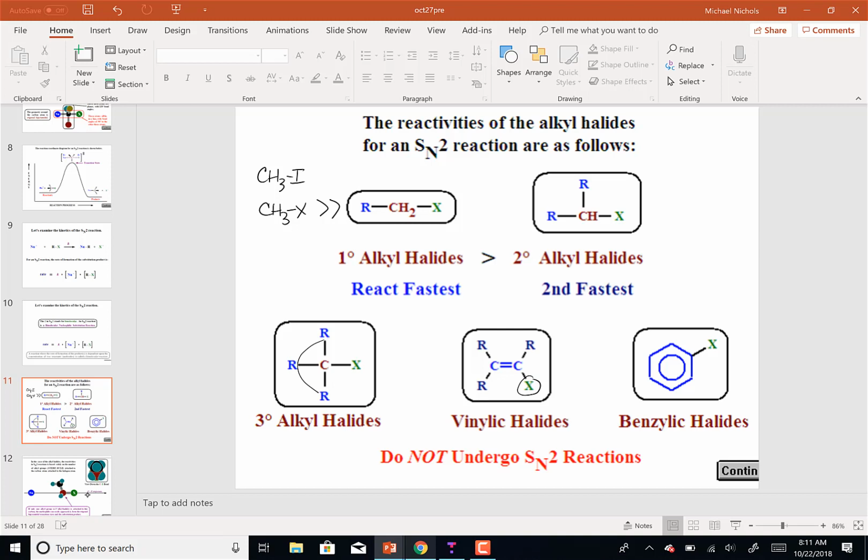SN2 is only for sp3 hybridized carbons. So when you have a benzene ring, and I've used the circle here for the benzene ring, which we'll get to probably next semester, why it's a circle, but for benzene rings, it's a halogen attached to a double bond. You actually have the entire ring in the way, so the nucleophile cannot get at that carbon. But anytime you have the halogen attached to a double bond, it will not undergo SN2, only the primary, secondaries, and tertiaries.